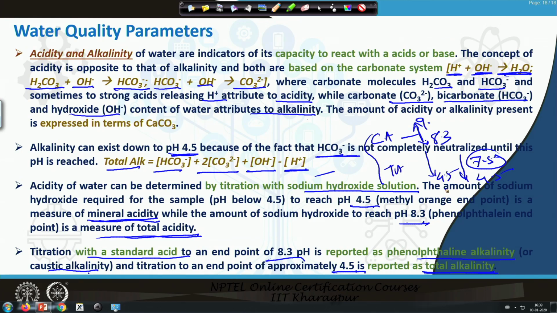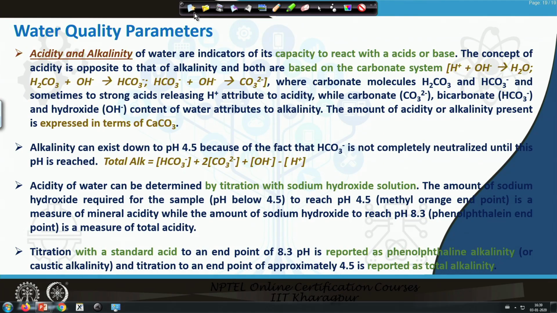Similarly, for samples with pH above 4.5, there is no mineral acidity, but if the pH is less than 4.5, the amount needed to neutralize or to reach pH 4.5 will give us the mineral acidity, and when we titrate it back to 8.3, we get the total acidity.